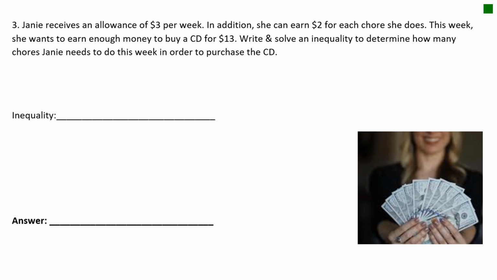Janie receives an allowance of $3 per week. In addition, she can earn $2 for each chore she does. This week, she wants to earn enough money to buy a CD for $13. Apparently, Janie doesn't know about Spotify. Write and solve an equation to determine how many chores Janie needs to do this week in order to purchase the CD. So let's talk about what's happening.